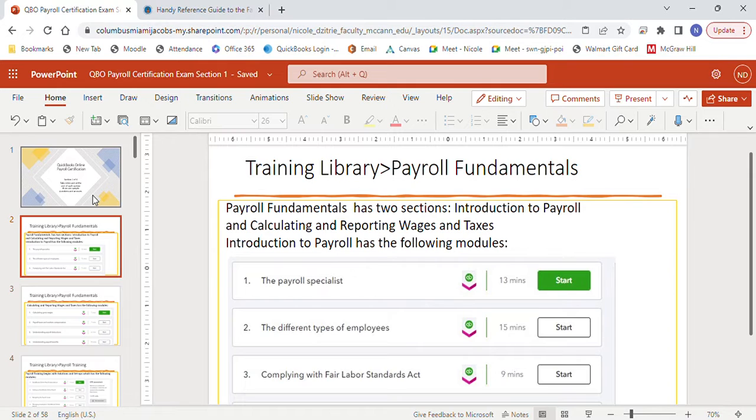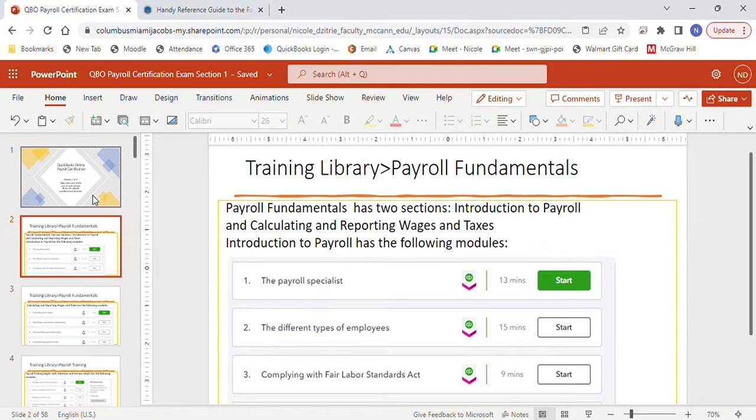So if you go to the training library, we'll see they revamped that as well. That user interface has changed quite a bit. Now there's 4 tabs, and the 4th tab over is the training library. And when you scroll down, you'll see Payroll Fundamentals. And Payroll Fundamentals has 2 sections. Now you have to scroll all the way down to the bottom to get those. And so you have the Intro to Payroll and Calculating and Reporting Wages and Taxes.